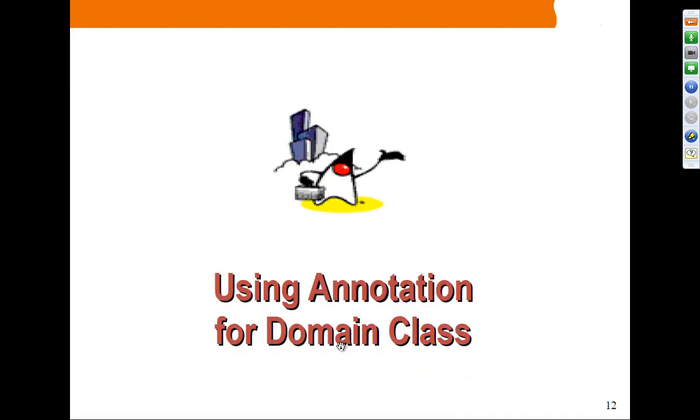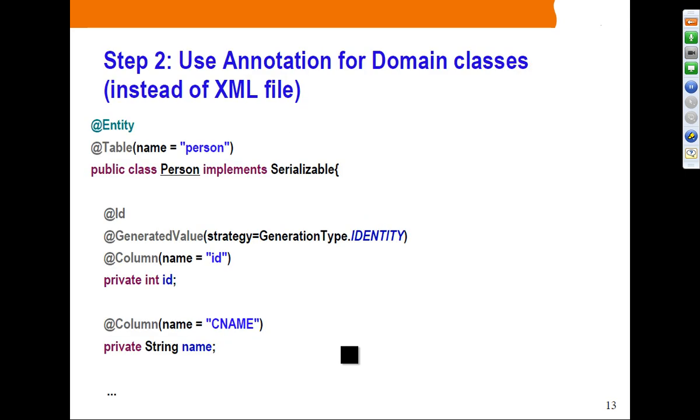Okay, so the last thing we are going to cover in this step-by-step guide is using annotation for domain class to table mapping, instead of using an XML file. So here, instead of creating the person .hbm.xml file, we can use the annotation in the domain class. The annotations you are going to use are pretty similar to JPA annotations.